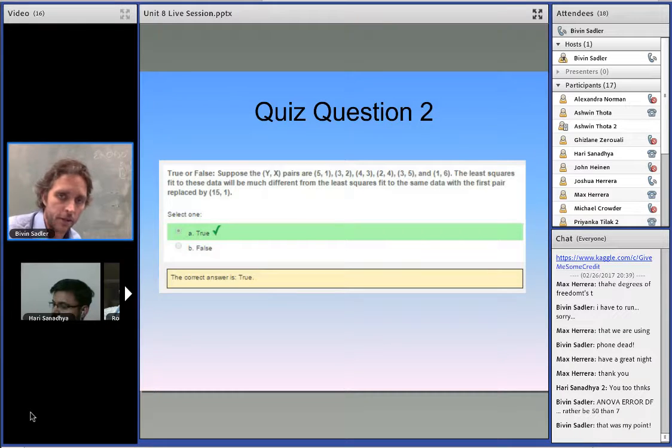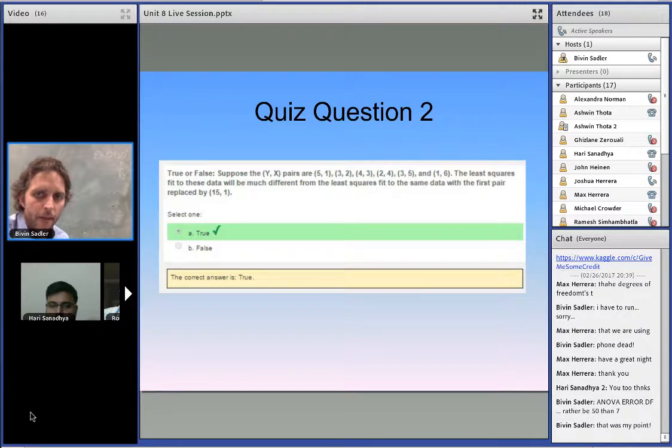So true, false: suppose that these are the YX pairs. The least squares fit to these data will be much different from the least squares fit to the same data with the first pair replaced by 15, 1. All this is saying is, if you remember, we haven't really done the least squares fit yet, which would be nice on my plot here. Actually, now that I'm on it, let's go ahead and do it.